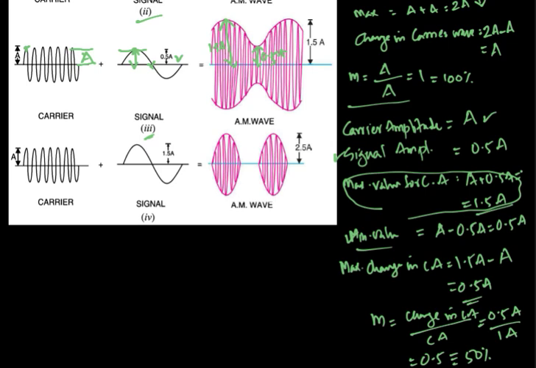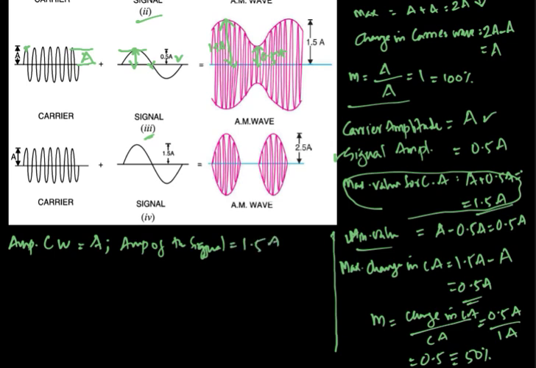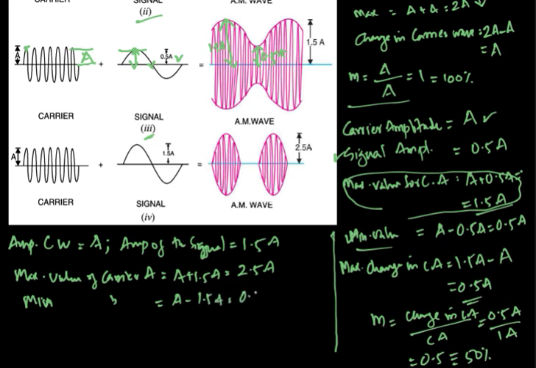Now if we consider the fourth case, here the amplitude of the carrier wave is A, and the amplitude of the signal is equal to 1.5 A. Then if we consider the superposition of these two waves, the maximum value of carrier amplitude will be equal to A plus 1.5 A, which is equal to 2.5 A. The minimum value of carrier amplitude will be equal to A minus 1.5 A, which is equal to minus 0.5 A.